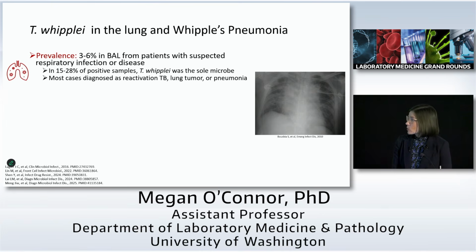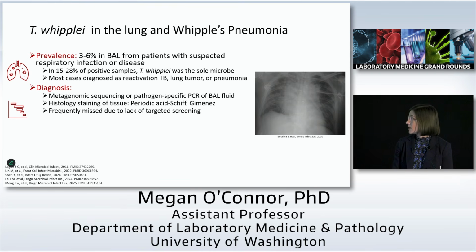So there are kind of varying reports out there, but there were retrospective studies done in Asia and parts of Europe where they were taking different bowel specimens from individuals that had suspected respiratory infection or disease, finding that maybe about 3 to 6% of these individuals had Tropheryma whipplei within their lung. And within samples that were positive, about 15 to 28% of these, this was the sole microbe that they found within these samples. And most often, these cases were diagnosed as other sorts of diseases, such as TB reactivation, lung tumors, or pneumonias.